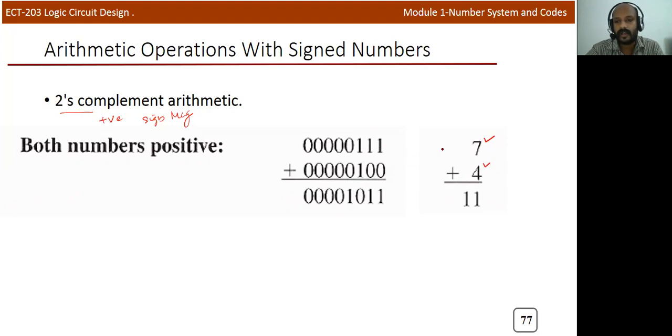This is an 8-bit representation of 7. We can verify this with the weights 1, 2, 4, 8, 16, etc. If you compare the weights, you will get 4 plus 2 plus 1. So this is the representation of 7 in two's complement. It's exactly the same as the sign magnitude representation because it's a positive number. The second value is 4. This is the two's complement representation of 4, or we can say the sign magnitude representation. Both are the same. And we can simply add these two numbers.